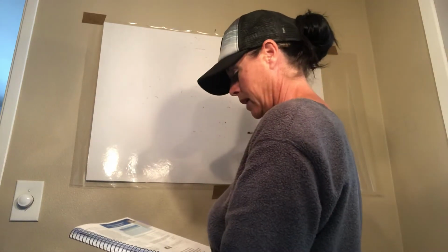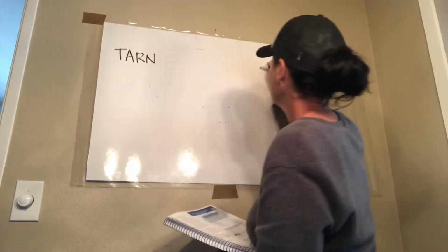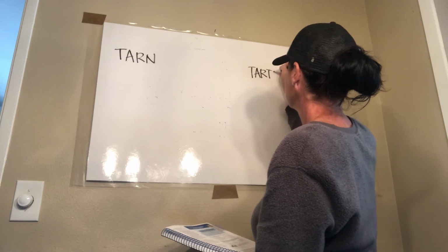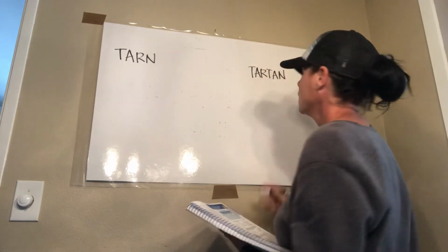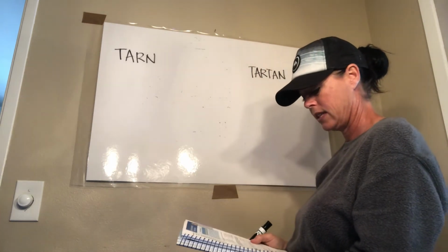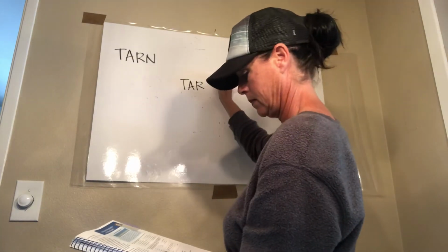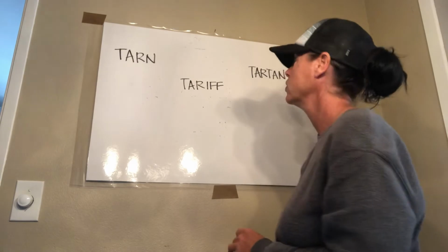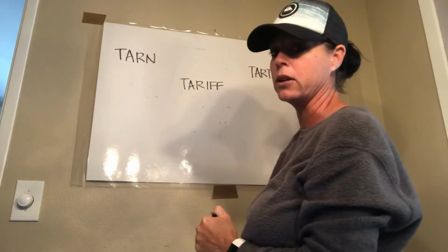So this is our encyclopedia page. We open it up, and on one side we find the word tarn, and on this side we find, it's tartan, not tarn. Okay, so the first word we have is tariff. In order to see if this word is on this page of the encyclopedia, it has to fall in the middle. That's why I put it in the middle.